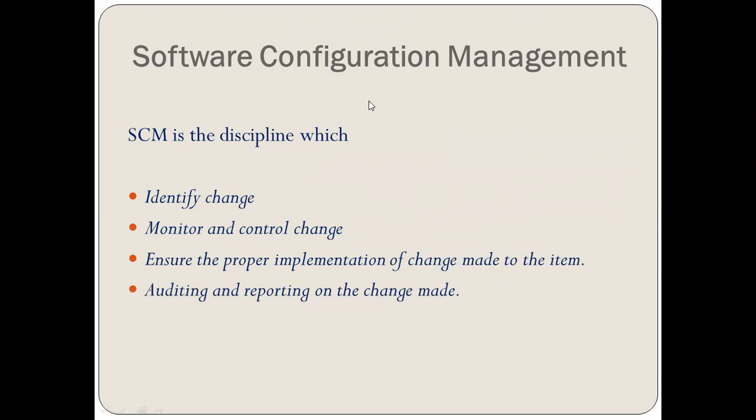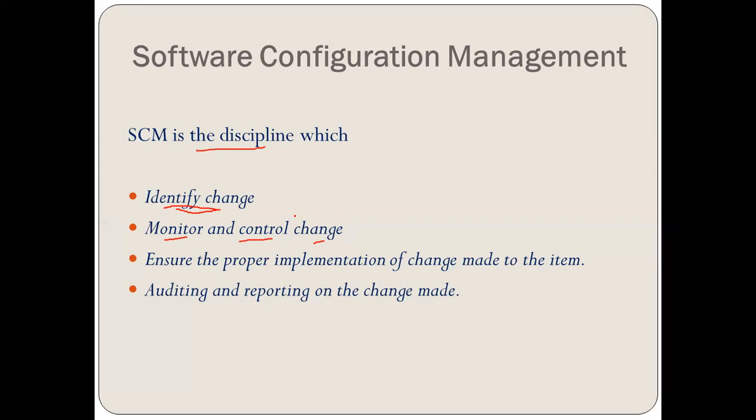Now, software configuration management is the discipline in which we do the following, which is just an elaborated form of the definition we have seen. I'm going to identify the change, which is the modification. I'm going to monitor and control the change. That means I have to make sure that when changes are being done, there is no effect of the change on other programs or other parts of the software.